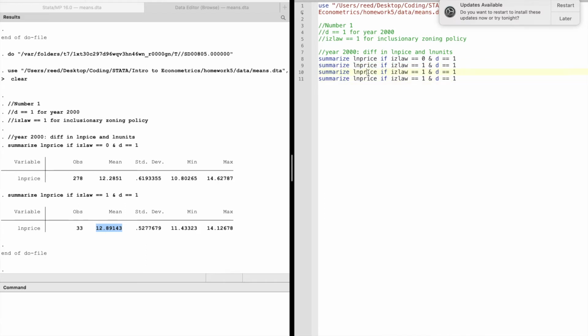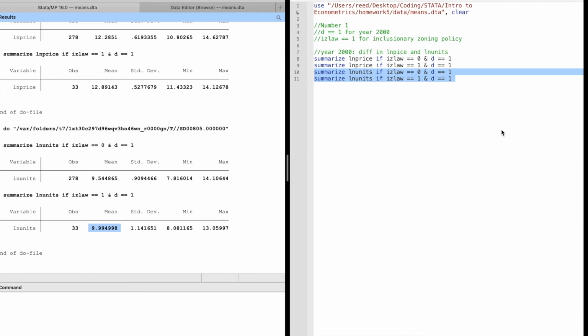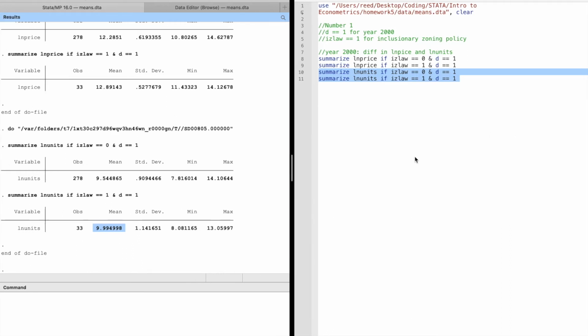And then if we change these to units, you can look at the effect on the total number of properties available. In the presence of the law, there are more properties available. So in that case, it did have the intended effect. But this is just looking at the year 2000, so these are not causal. These cannot be interpreted causally.